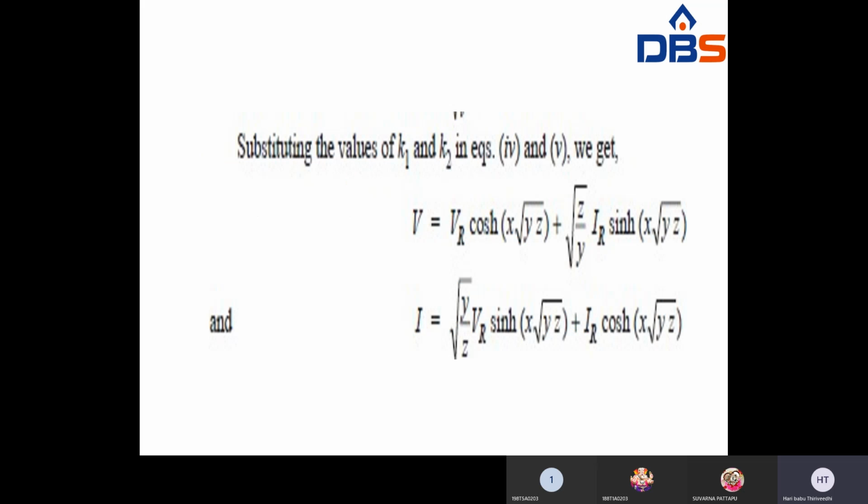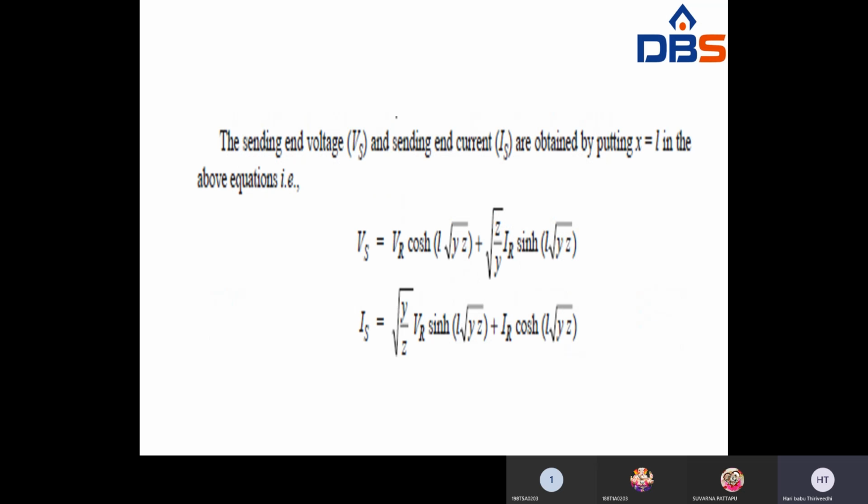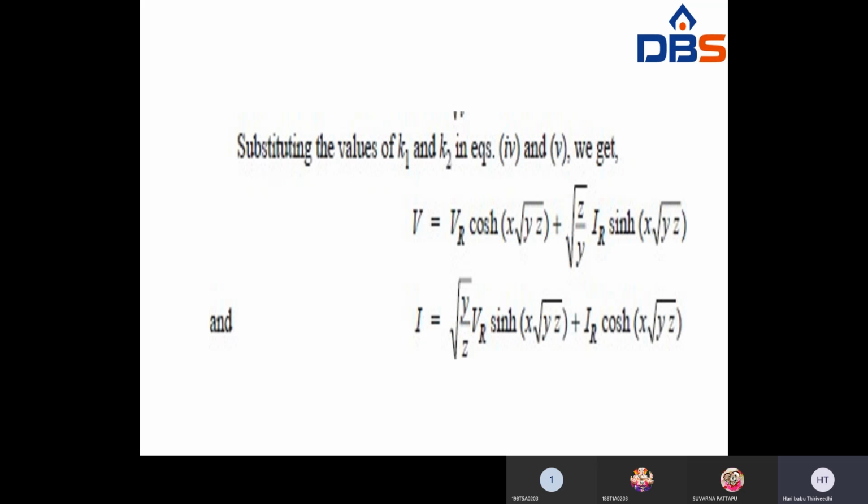Now substituting K1 and K2 in the voltage and current equations, we get V is equal to Vr cosh x root YZ plus root Z by Y Ir sinh x root YZ, whereas current I is equal to root Y by Z Vr sinh x root YZ plus Ir cosh x root YZ. So now these are the voltage and currents.